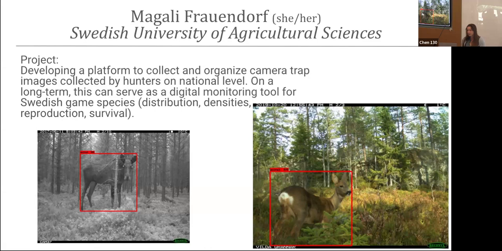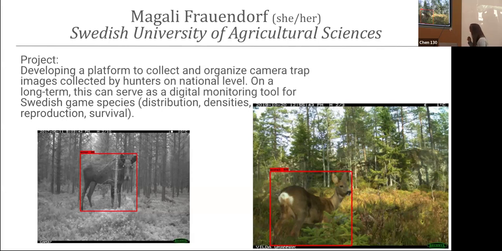And that's a shame, and that's why we want to create one centralized system in Sweden where all the hunters put their camera images, so that we can use those data for monitoring and to get better information about reproduction, survival, and distribution of those species. These are some examples of images. Here it's only object detection, but just to give an impression.